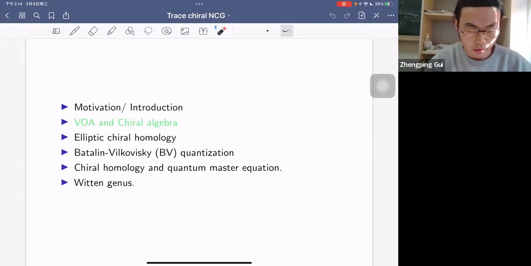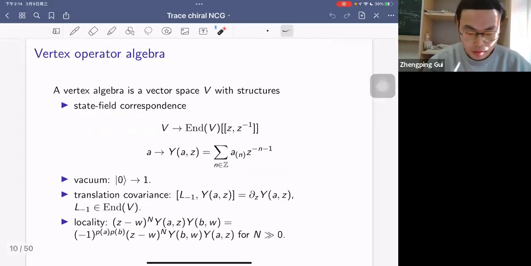And then I will take some time to explain the chiral homology. So, the vertex operator algebra, first of all, is a vector space, a vector space with several structures.